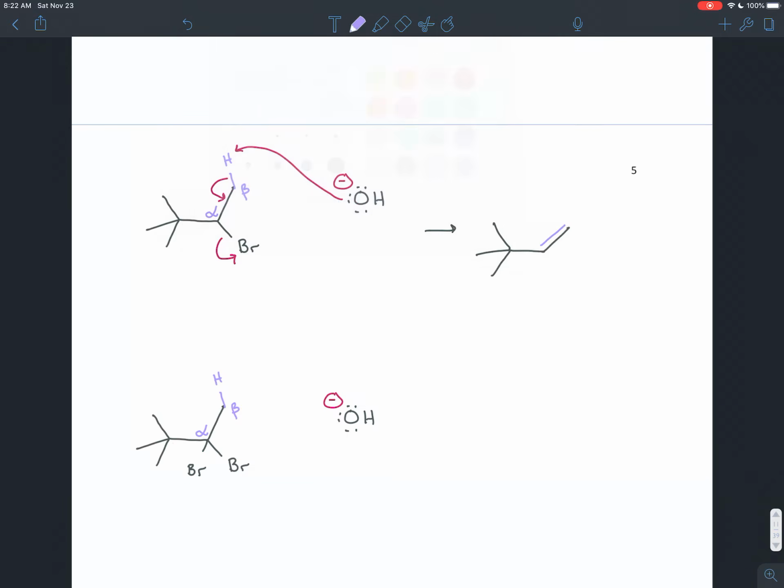Because you still have the alpha carbon, you still have, in this case, only one beta carbon that has beta hydrogens on it. Remember, this one doesn't have any beta hydrogens, so the base can't interact with that to cause an elimination reaction. So we'd have 2 hydrogens that can be stolen, 2 bromine leaving groups, and so we can do 2 eliminations and create 2 pi bonds. In other words, instead of creating an alkene, we could create an alkyne.